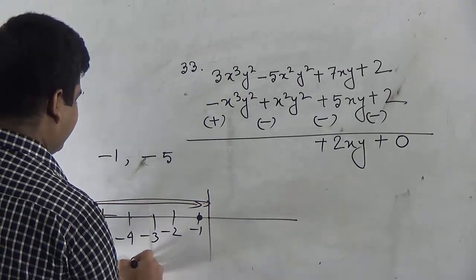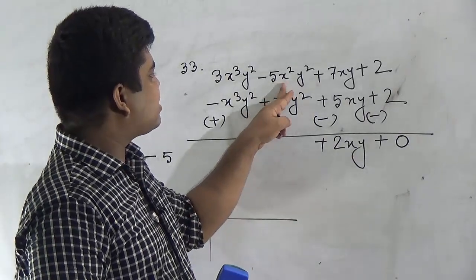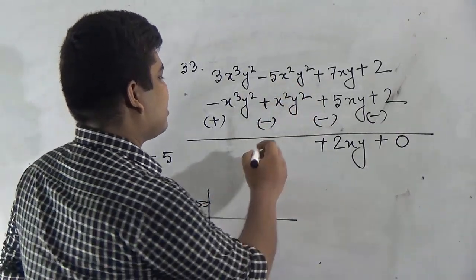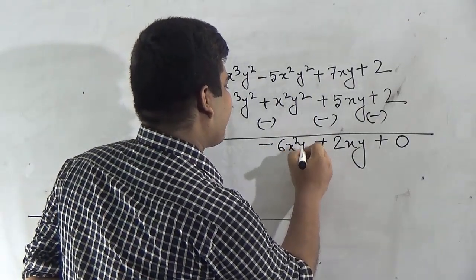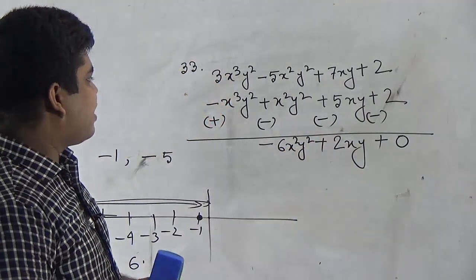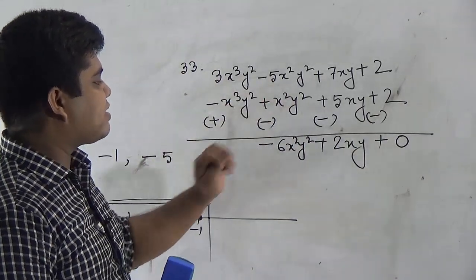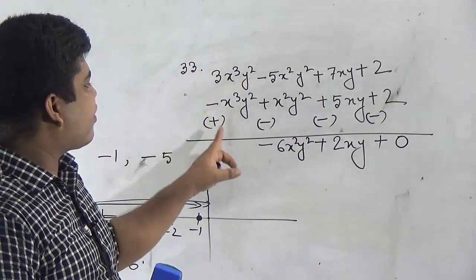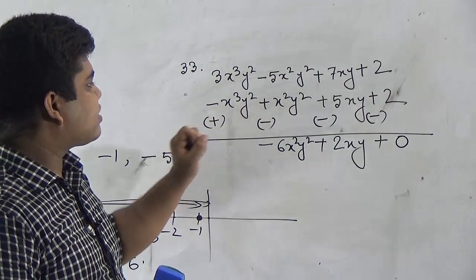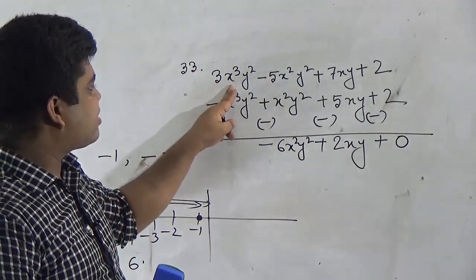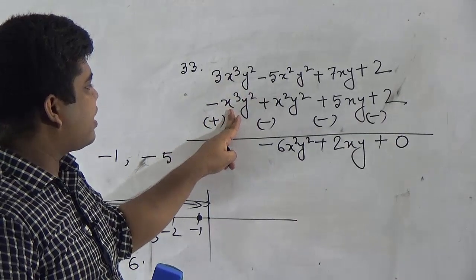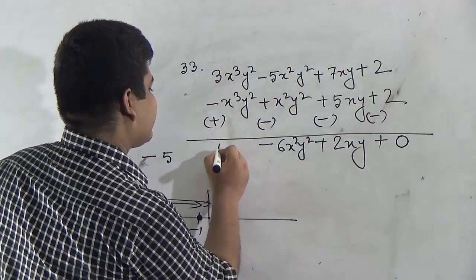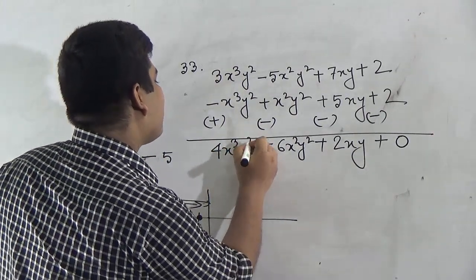We get 6. Just like this, minus 5x square y square and minus x square y square. So we get minus 6x square y square. Then here both numbers carry a minus sign, so we give here a minus sign. Our next number is 3x cube y square plus x cube y square. I repeat, 3x cube y square and plus x cube y square. So we add these two numbers and we get 4x cube y square.